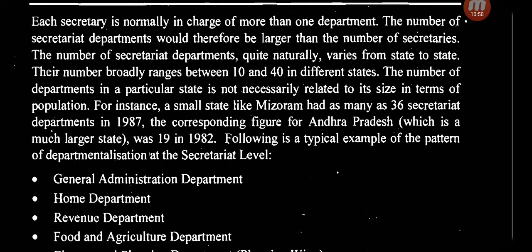The number of departments in a particular state is not necessarily related to its size in terms of population. For instance, a small state like Mizoram had as many as 36 secretariat departments in 1987. The corresponding figure for Andhra Pradesh, which is a much larger state, was 19 in 1982. Following is a typical example of the pattern of departmentalization at the secretariat level.